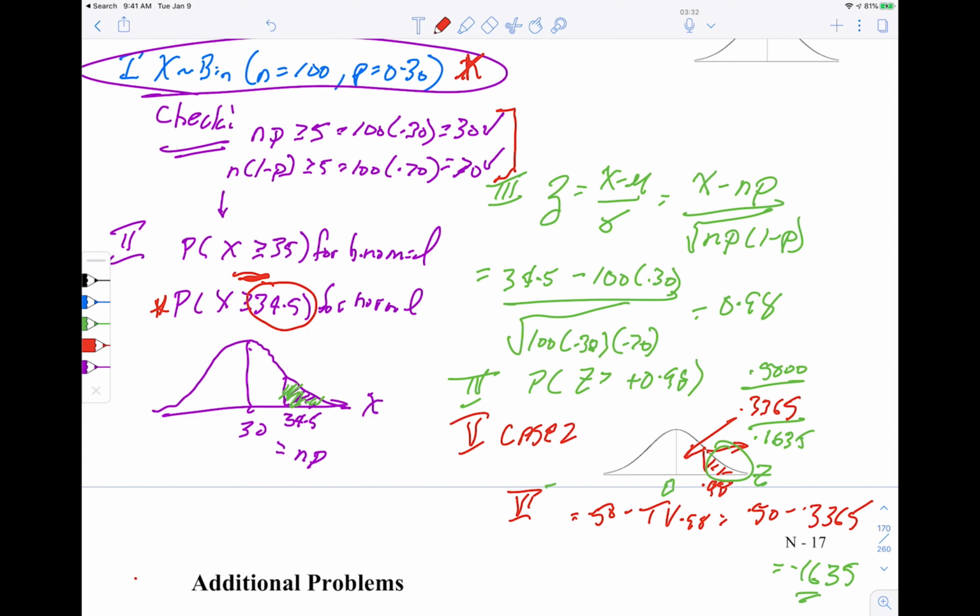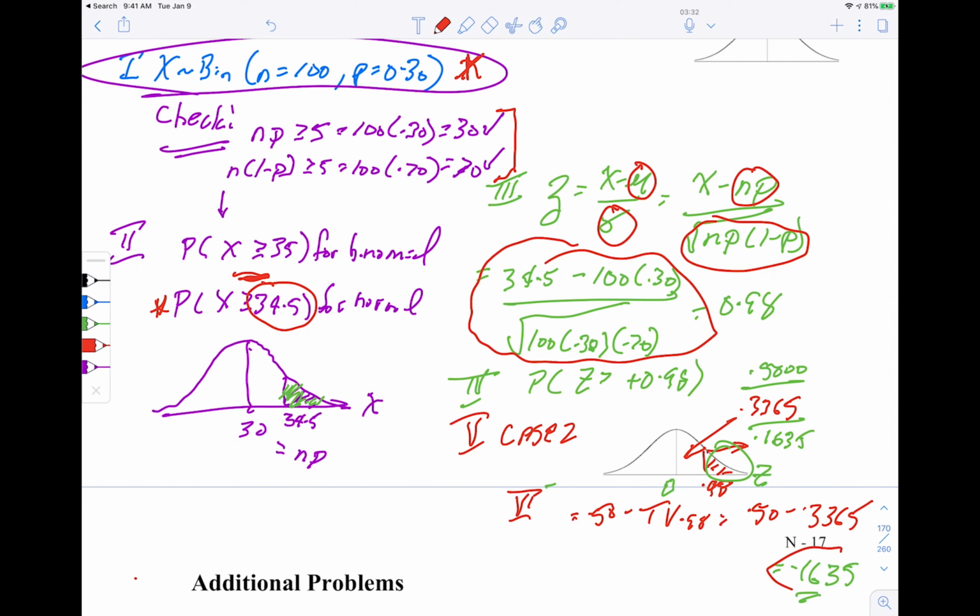And then we went and did this by hand. What we did was we used this standardization formula here, recognizing that, remember, for a binomial distribution, mu is equal to n times p, and sigma is equal to the square root of n times p times 1 minus p. And we end up with an answer here of about 16%. So let's take a look at how we would do that.